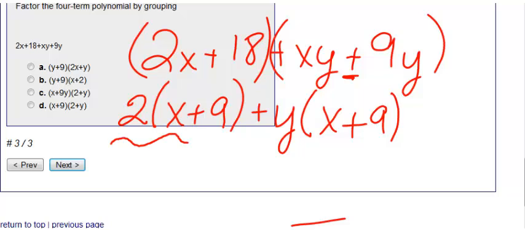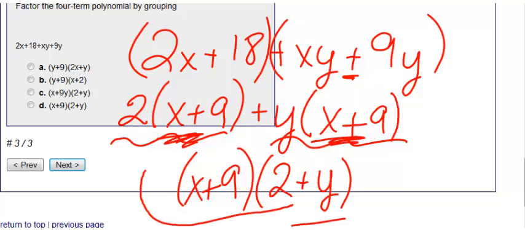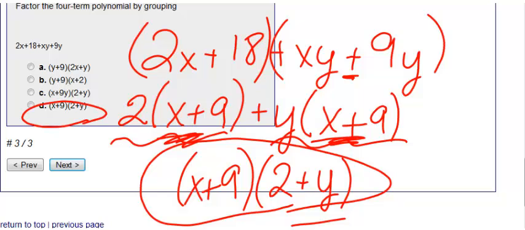Now I have two terms. Here's one term, here's another term. Okay, they both have x plus 9. So I'm going to pull out x plus 9. When I pull out an x plus 9 out of here, I'm left with 2. Plus, when I pull it out of here, I'm left with my y. So we get a final answer of x plus 9 and then 2 plus y, which is choice D.